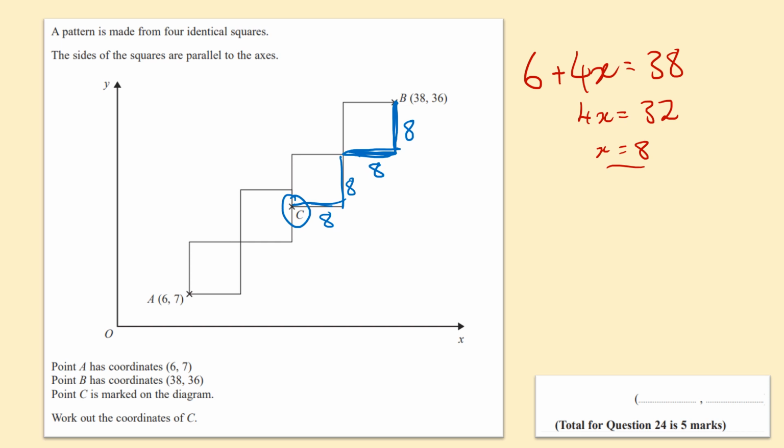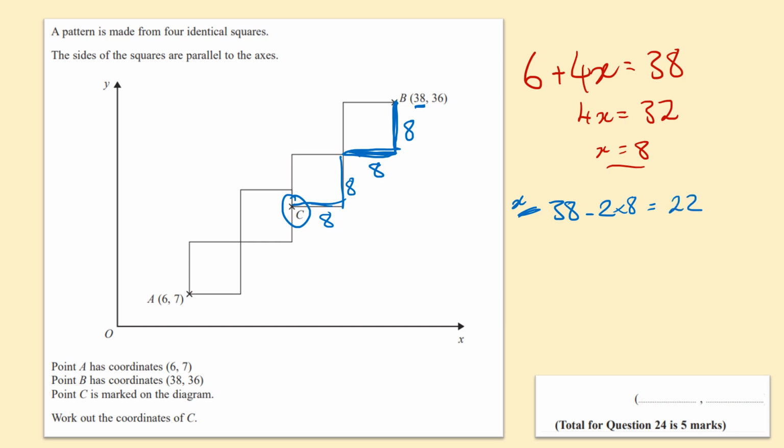So there's two things to think about here. I've gone from B to C. What's happened to each of my coordinates? Let's start with the x coordinate. I've started at 38, and then we've travelled 8 to the left to get past the one square, and then 8 units to the left to get to the end of the next square. So I need to do 38 take away 2 lots of 8, so 38 take away 16 is 22.